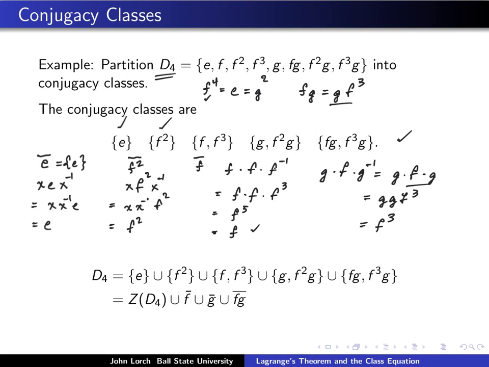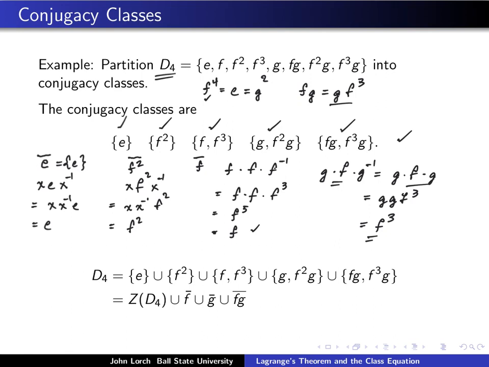So F cubed is also a conjugate of F. And it turns out that if you take the conjugate of F by every other thing in the group, you're going to wind up with one of two things. You're either going to get F or you're going to get F cubed. Now the same thing is true for G. So you can make a similar computation there and again there.